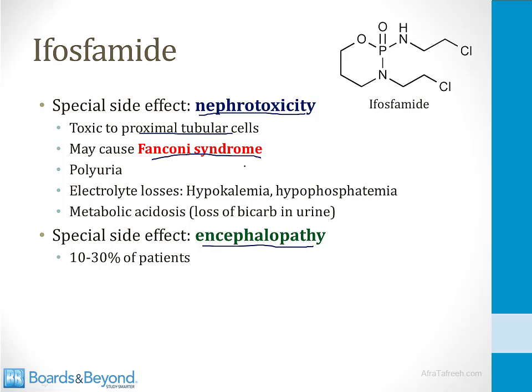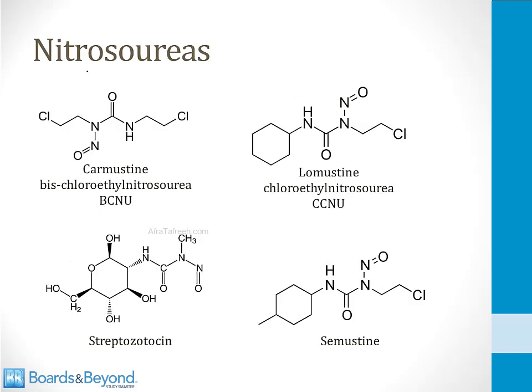So patients who develop this syndrome can develop polyuria. They can lose electrolytes in the urine and develop hypokalemia and hypophosphatemia. They can also potentially develop a metabolic acidosis from loss of bicarb in the urine. And then finally, about a quarter or so of patients who are administered ifosfamide develop an encephalopathy, which often presents as confusion.